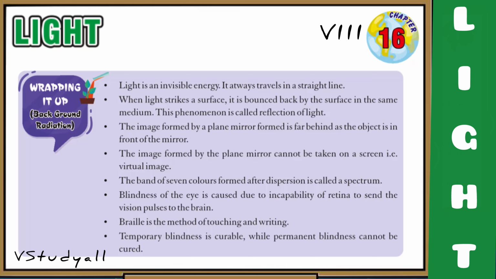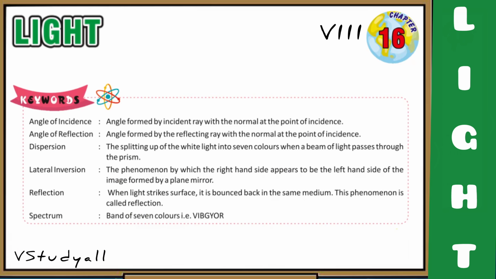So now let's see some keywords. Here you can see that the first is angle of incidence, the angle formed by the incident ray with the normal at the point of incidence. Next is angle of reflection, the angle formed by the reflected ray with the normal at the point of incidence. Next is dispersion, the splitting up of white light into 7 colors when a beam of light passes through a prism.